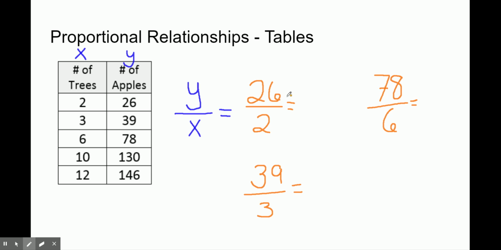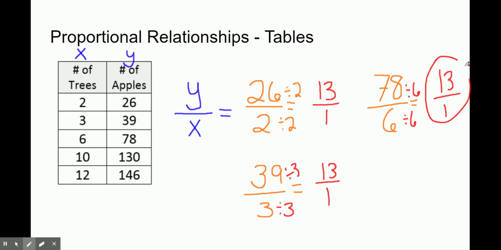So 26 and 2 are both divisible by 2, which brings us to a ratio of 13 over 1. 39 and 3 are both divisible by 3, which again gives us a rate of 13 over 1. And 78 and 6 are both divisible by 6, which again gives us a rate of 13 over 1. Now, when all these rates are equal, again, we're talking about a proportional relationship. If we go through and find our rates and they're not the same, then this would not be a proportional relationship.